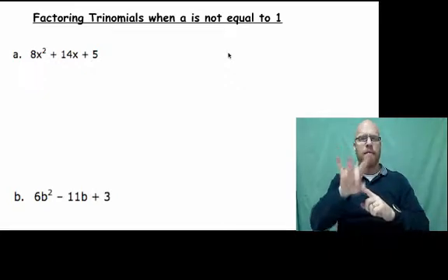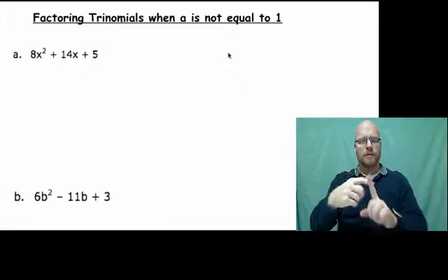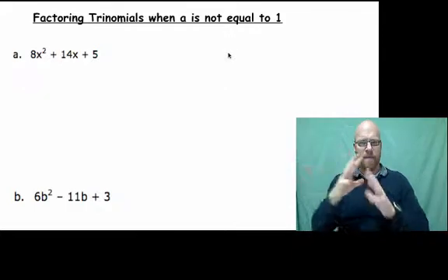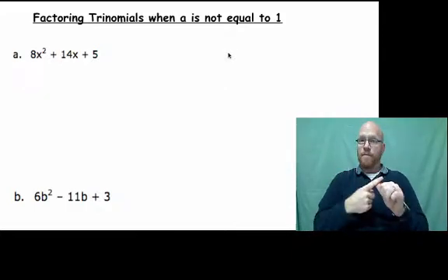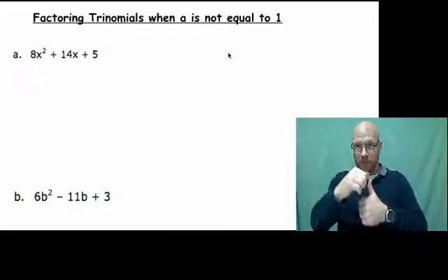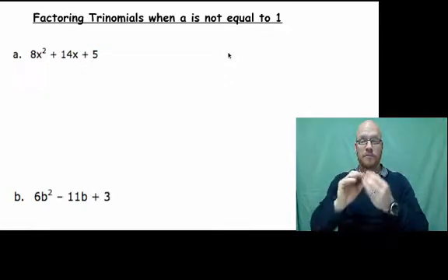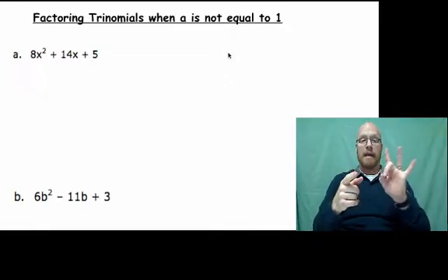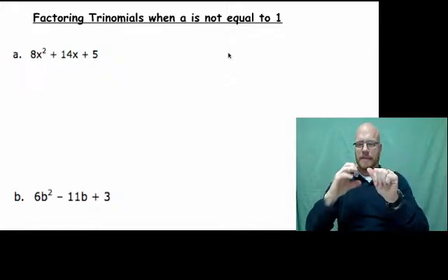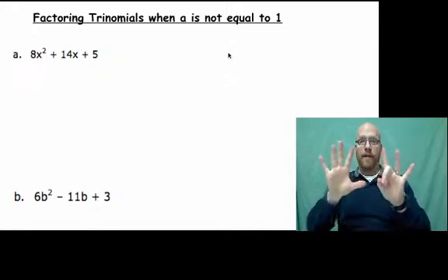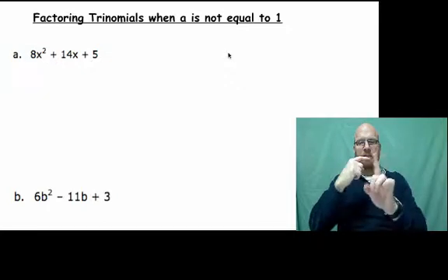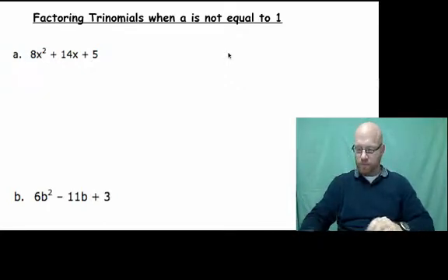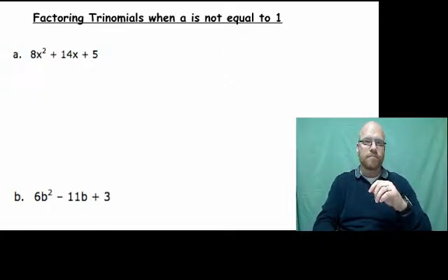We have 8x squared plus 14x plus 5. And our first step, if you remember from the previous vlog, is to multiply the 8 and the 5. That's going to be a positive 40 because they are both positive.